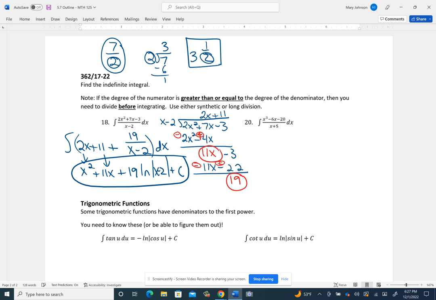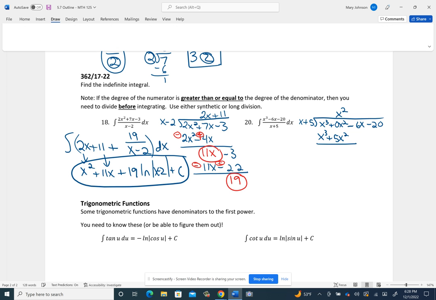All right, so let's try one more. On 20, I put an example where I was going to have to put in a placeholder somewhere. See, I have the x to the third, but then I don't have the squared term. So I'm going to put in 0x squared minus 6x minus 20. When I do that, x goes into x to the third, x squared times. I multiply back, get x to the third plus 5x squared.